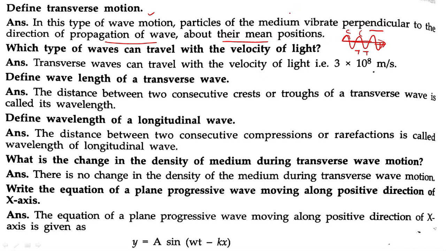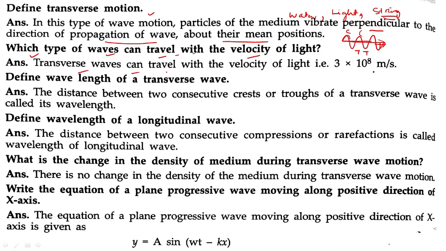Water wave are examples of transverse wave motion, and then light wave or electromagnetic wave, and then string wave. String means a small thread type material. Water, light, string are the examples of transverse wave motion. Okay, next question, which type of waves can travel with velocity of light?